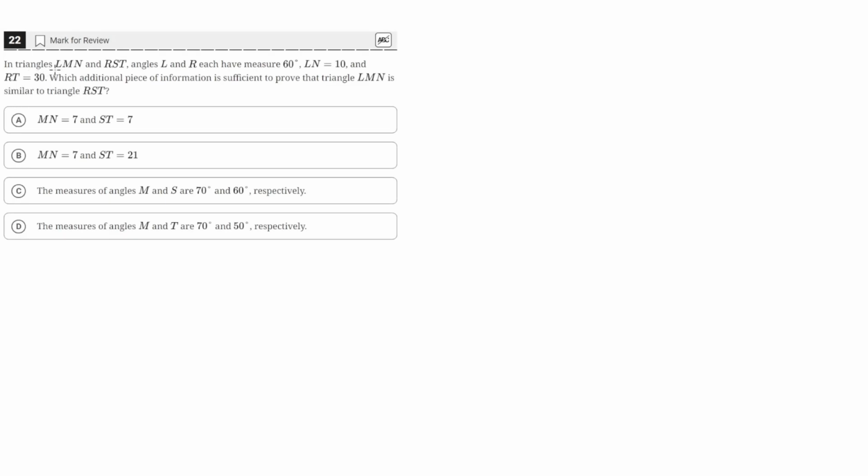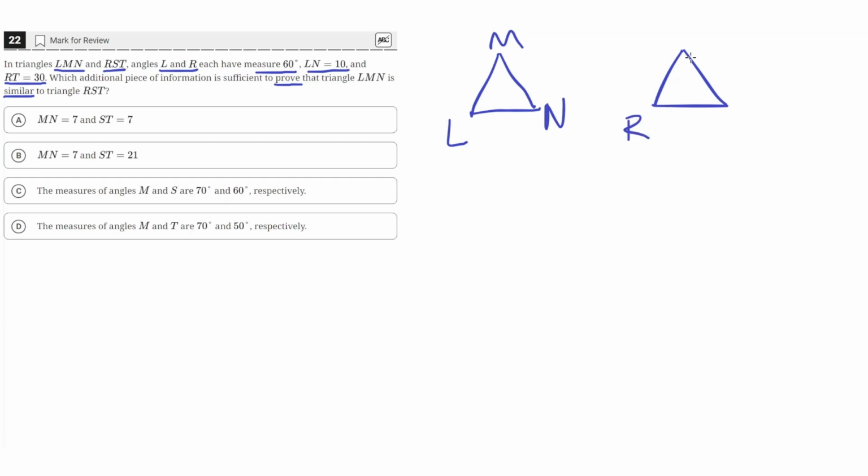In triangles LMN and RST, angles L and R each have measure 60 degrees. LN equals 10 and RT equals 30. Which additional piece of information is sufficient to prove that triangle LMN is similar to triangle RST? So let's draw out these two triangles. So this is triangle LMN, and this is triangle RST.